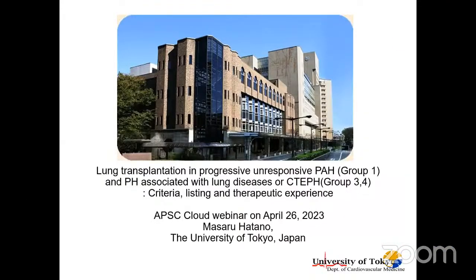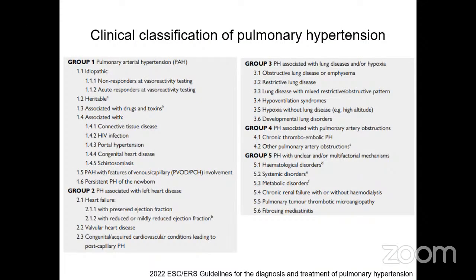Thank you, chairs, ladies and gentlemen. I'm Masaru Hatano from Tokyo University. It is a great honor for me to make a presentation at this APSC Cloud webinar. Today, I will talk about lung transplantation in patients with pulmonary hypertension. This slide shows the updated clinical classification of pulmonary hypertension from the 2022 ESC and ERS guidelines. At first, I would like to talk about Group 4 PH, CTEPH.